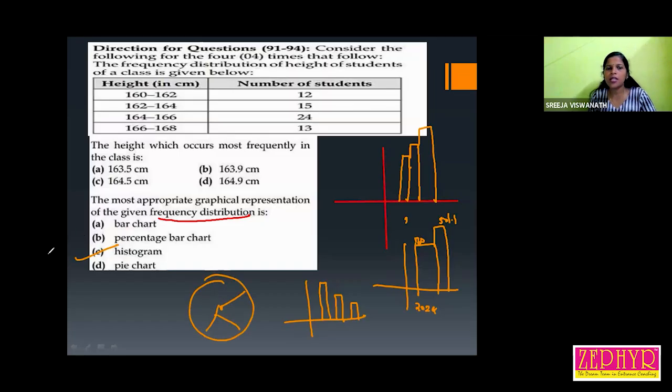So here the most appropriate graph is the histogram. This is the histogram. This is the bar chart, percentage bar chart and pie chart. Now the next question.